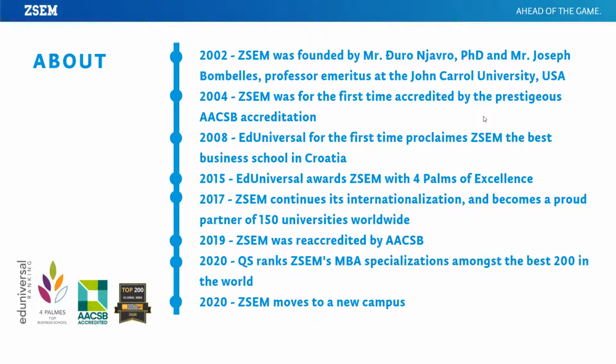So in 2004, ZSEM was for the first time accredited by the prestigious AACSB accreditation. In 2008, EdUniversal for the first time proclaimed ZSEM as the best business school in Croatia. In 2015, we received 4 Palms of Excellence by EdUniversal. In 2020, QS ranked ZSEM's MBA specializations amongst the best 200 in the world.